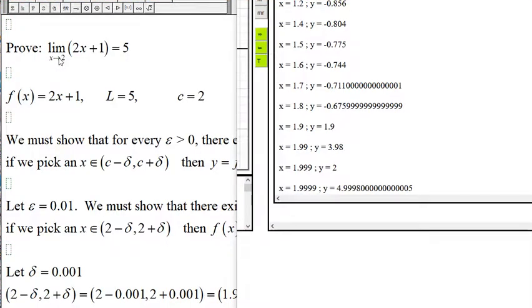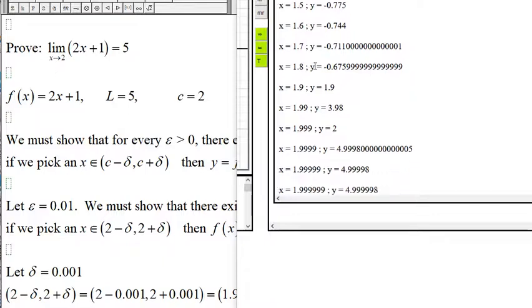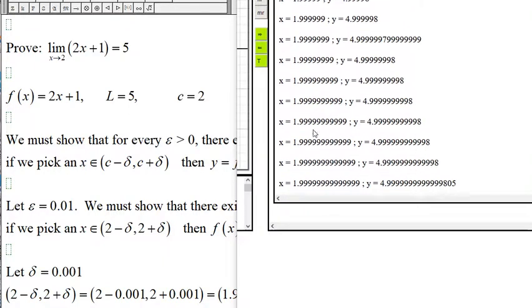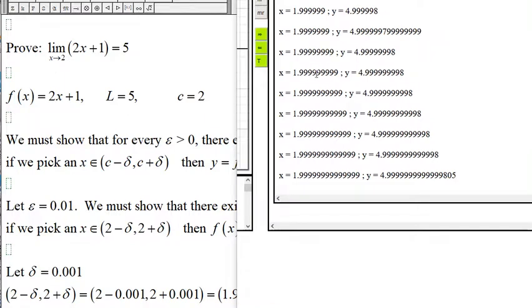Here we want to prove that the limit of the function 2x plus 1 is equal to 5 as x approaches 2. Numerically, as we let x get closer and closer to 2, 1.999, we can see that x is getting closer and closer to 2. The corresponding y values are getting closer and closer to 5. So that's what this statement is saying: 2x plus 1 approaches 5 as x approaches 2.